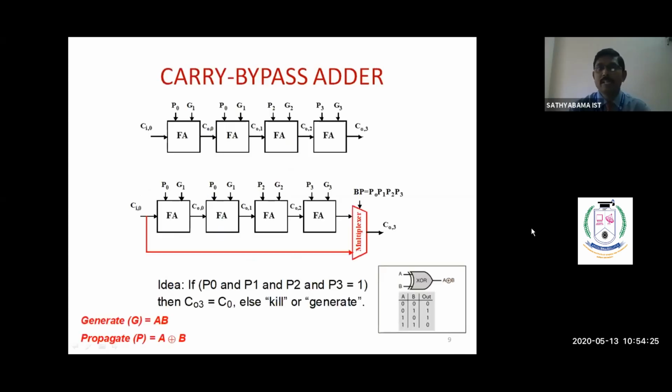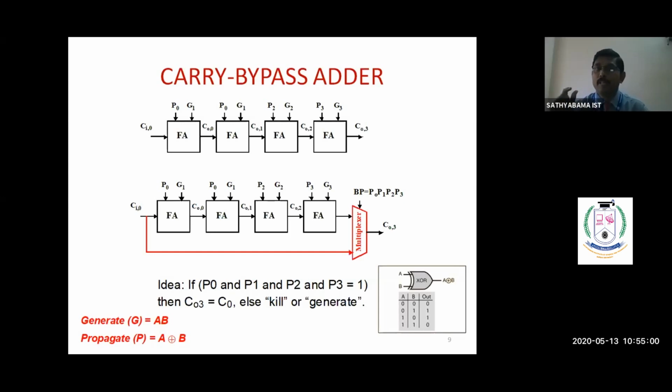First, we are going to see the carry bypass adder. Here we calculate the propagate value. Already we have discussed that propagate is A XOR B. For every full adder we give A0 B0, then A1 B1, A2 B2, and so on, and using these values we calculate all the propagate values P0 to P3. Here we use one multiplexer, and all the propagate values are given to one AND gate. That AND gate output is given to the select bit of the multiplexer.